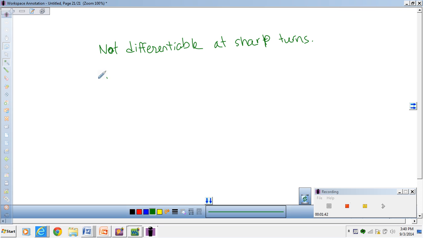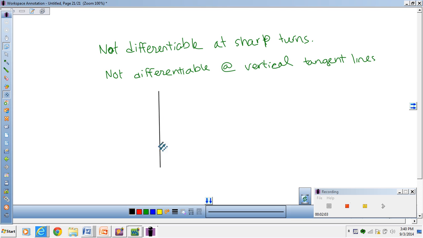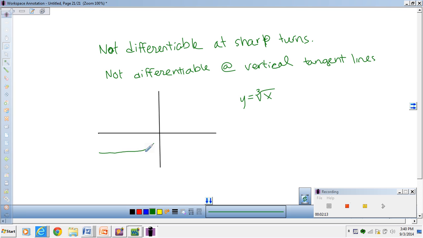and we're also not differentiable when our function has a vertical tangent line. So for example, if I had the function the cube root of x, it looks like this. So at this point right here, I would have a vertical tangent line, so it's not differentiable here.